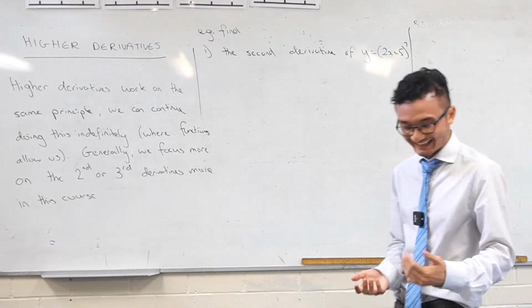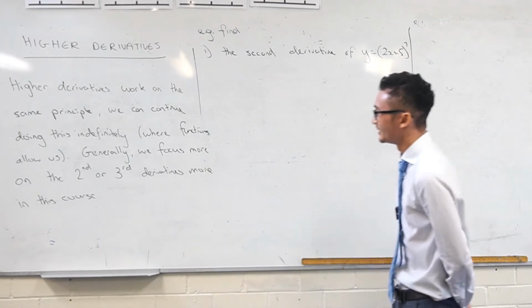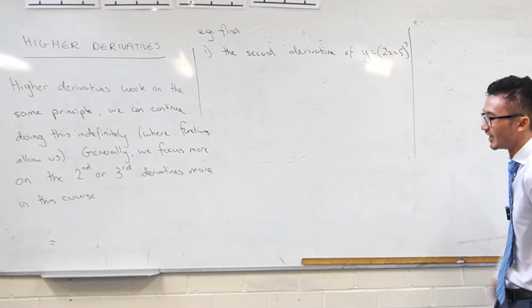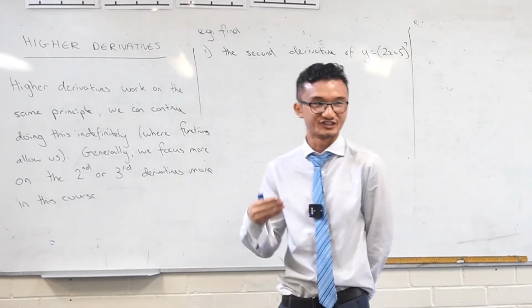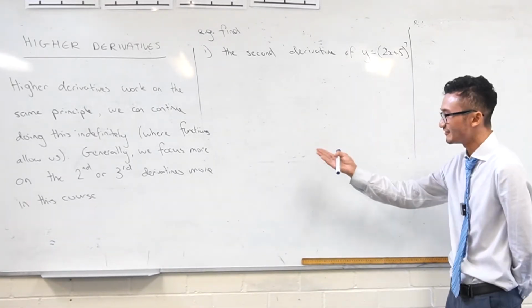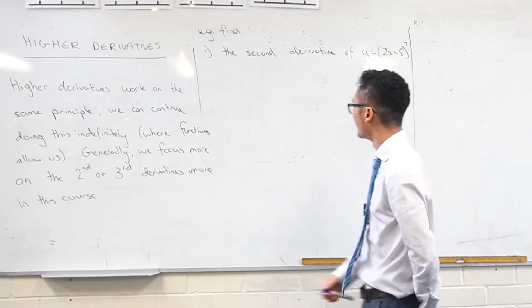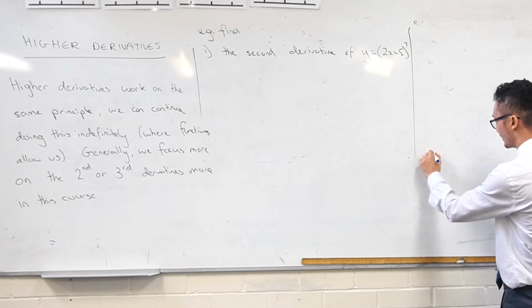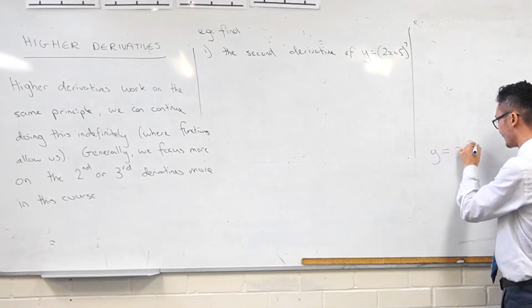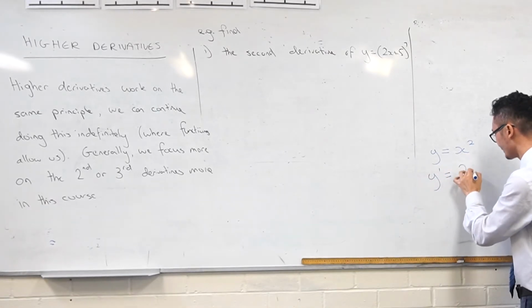When we think about higher derivatives, they work as you'd expect them to work, right? We can use higher derivatives basically by applying this process of differentiation repeatedly. And we could probably do it indefinitely where functions allow us. So what I mean by that is if you had, for example, y equals x squared, the first derivative, y dash, is equal to 2x.